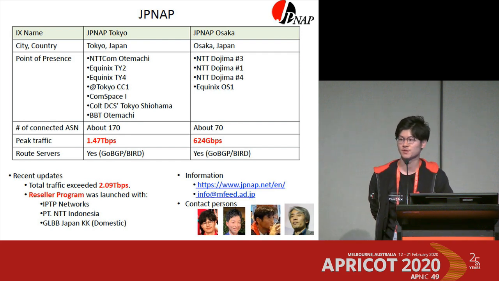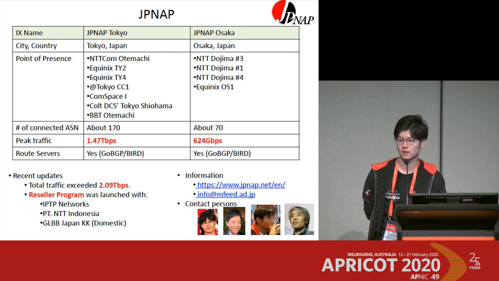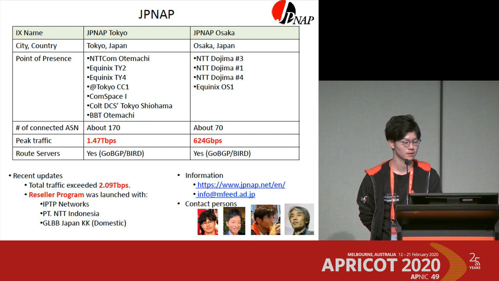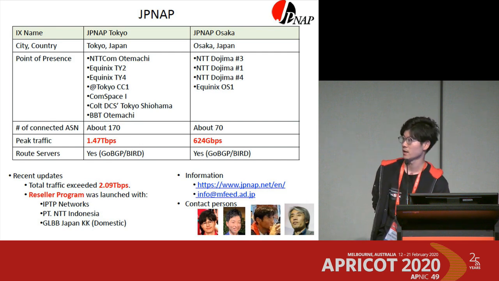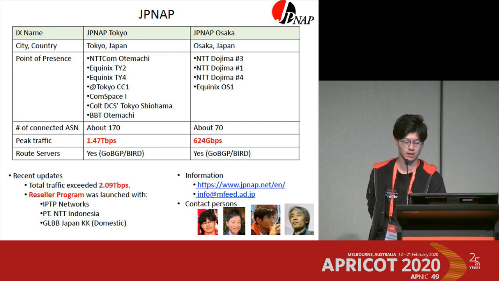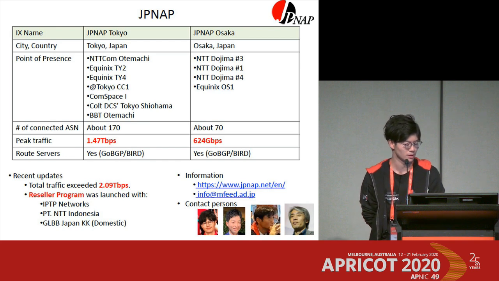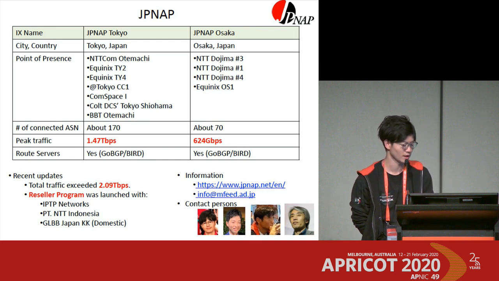Hi, everyone. I'm Tomohiro from JPNAP, Japan Internet Exchange. We have two IXs, JPNAP Tokyo and JPNAP Osaka. In JPNAP Tokyo we have seven POPs, and we also have four POPs in Osaka. The number of connected ASes is about 170 in JPNAP Tokyo and about 70 in JPNAP Osaka. Our peak traffic is over 2.09 terabits per second.